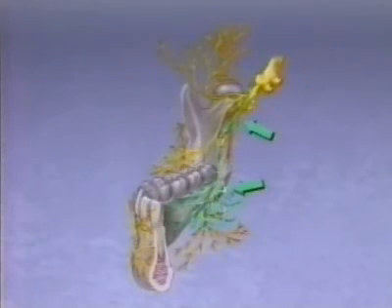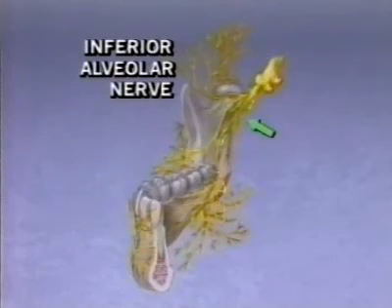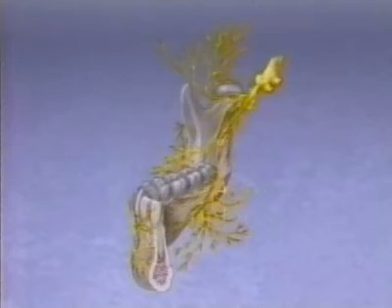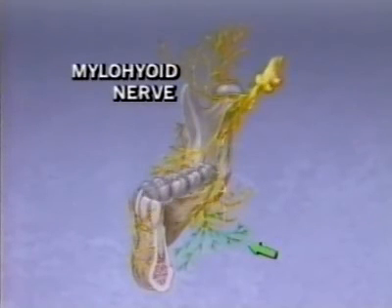The third branch of the posterior root of the mandibular nerve, the inferior alveolar nerve, passes through the mandibular foramen to enter the mandibular canal. Running forward in the canal, this nerve gives off branches to the teeth of the lower jaw and the surrounding alveolar bone. The mylohyoid nerve branches off just before the inferior alveolar nerve enters the mandible.